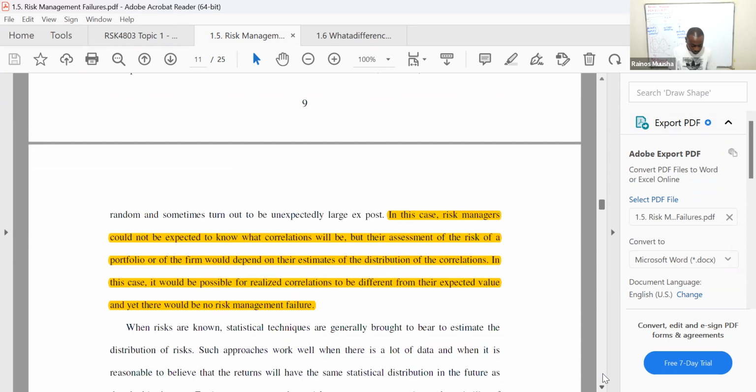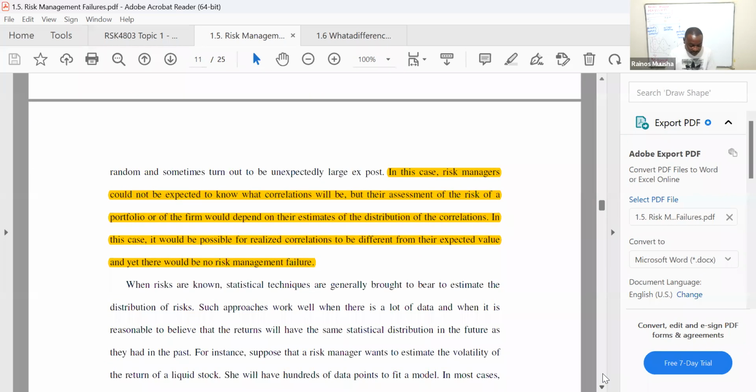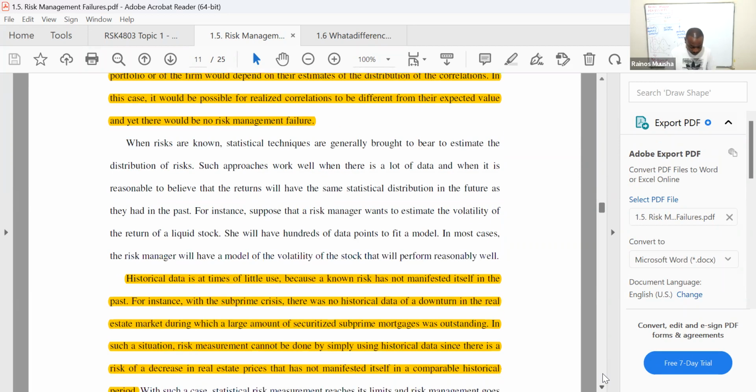So here they say, in this case, risk managers could not be expected to know what correlations will be, but their assessment of the risk of a portfolio or the firm would depend on their estimates of the distribution of the correlations. So in this case, it would be possible to realize correlations to be different from their expected value, and yet there would be no risk management failure as well.